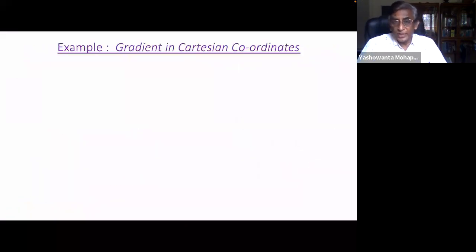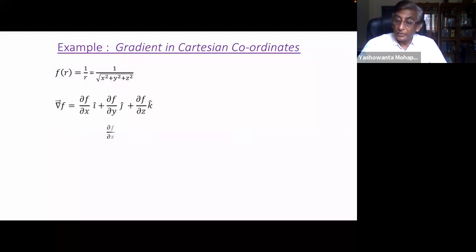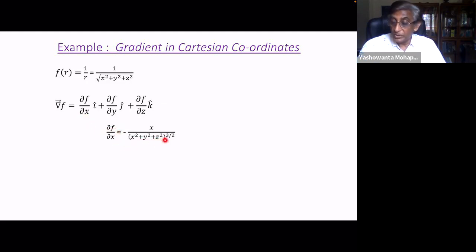Okay, so let's take an example: the gradient in Cartesian coordinates. The simplest example that I could pick up, let's say, is f of r, which is 1 by r, where r is root over x square plus y square plus z square. So what will be my grad of f? It is simple. Grad of f would be del f by del x. Let me calculate one component. Del f by del x is minus x by r to the power 3 by 2, and by symmetry, the other components will be similar.